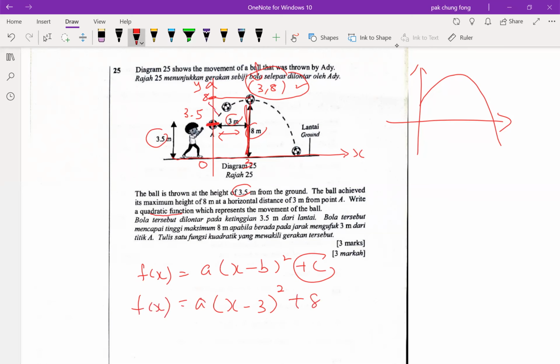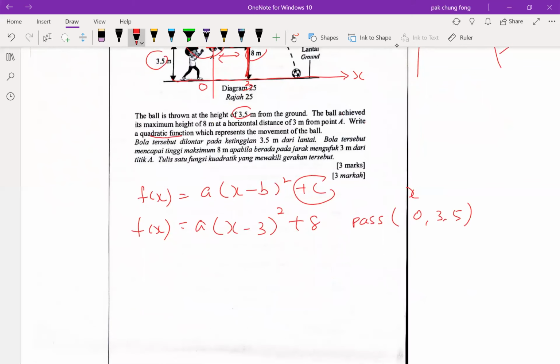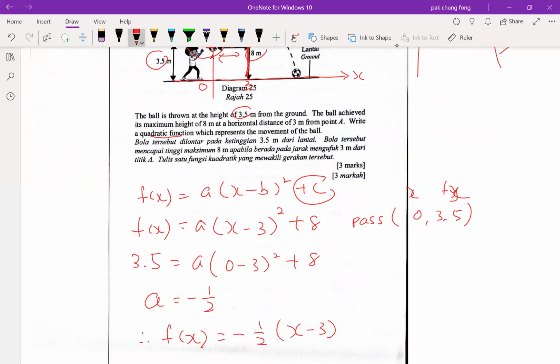the starting coordinate, this 3.5, is read as (0, 3.5). So that means this equation passes through the coordinate (0, 3.5). So you put in your x and your y. So y equals 3.5, x equals 0, so simplify this and find your value a. So, conclusion, your function will be negative 1/2 (x minus 3) squared plus 8. Okay, so that's all for paper 1.